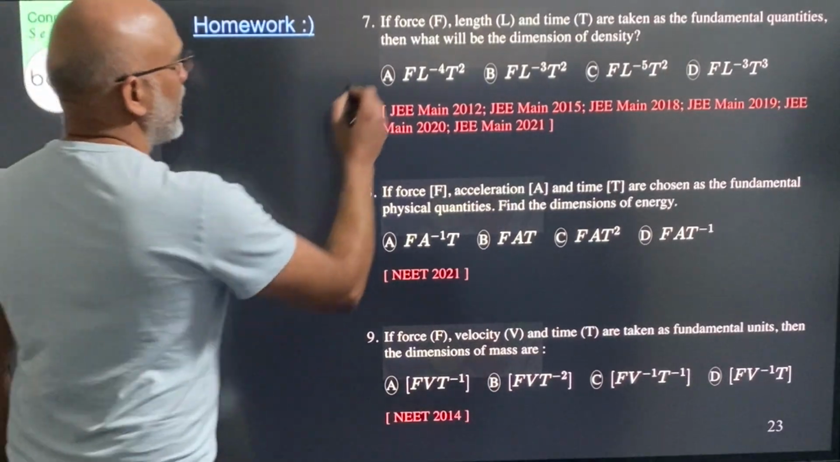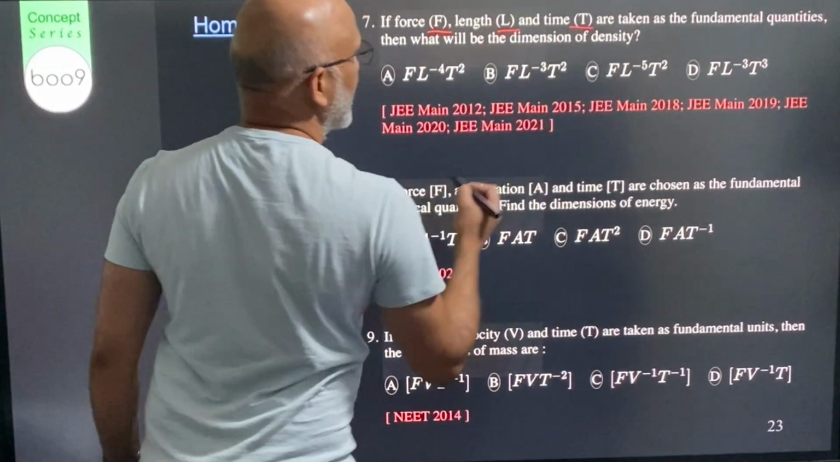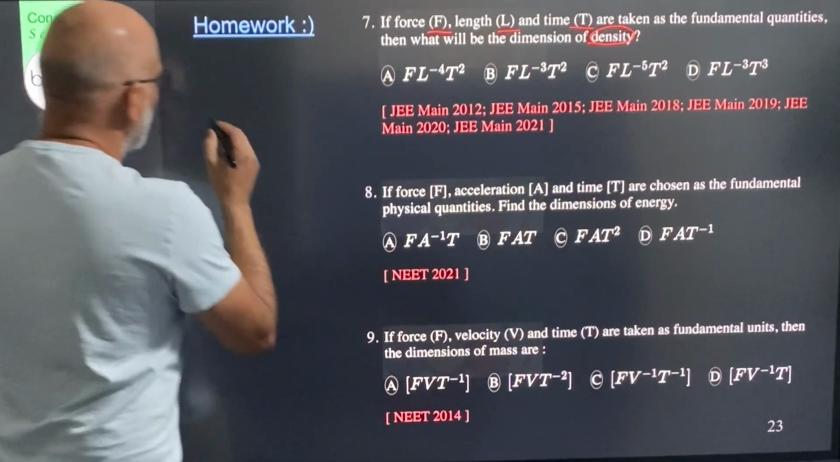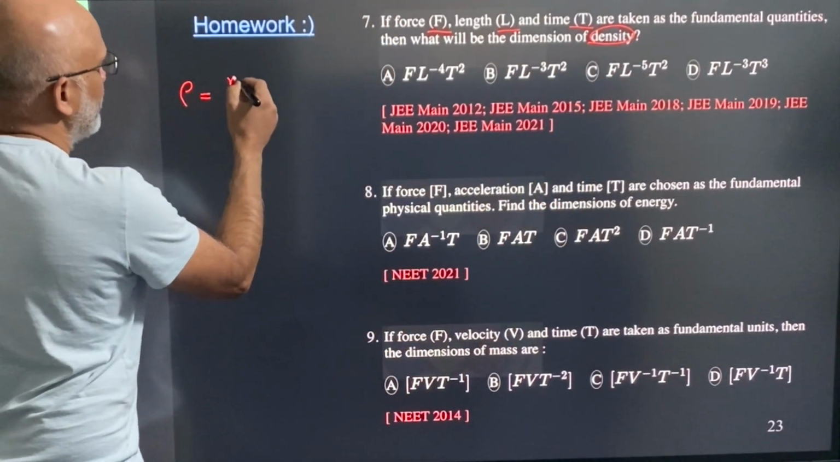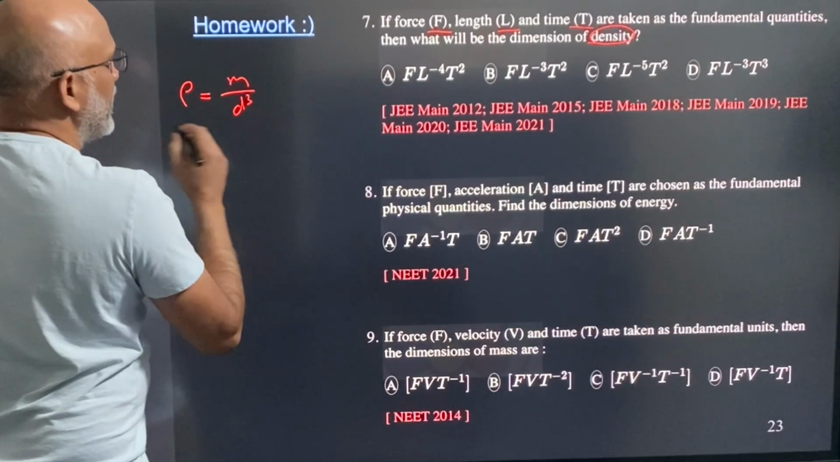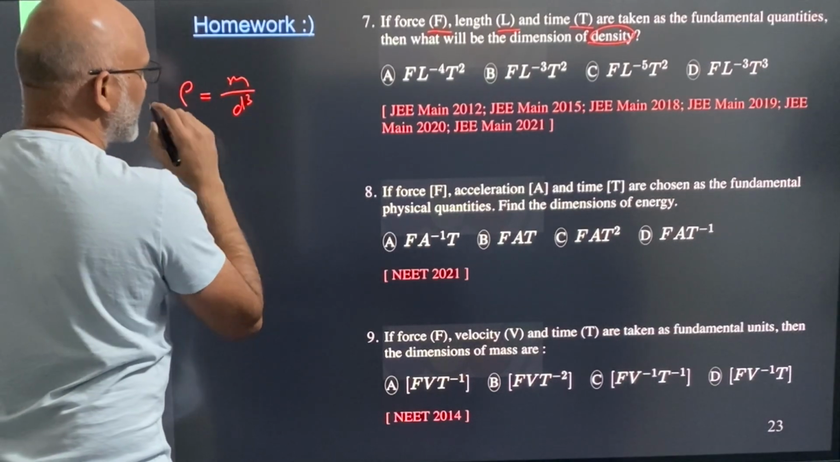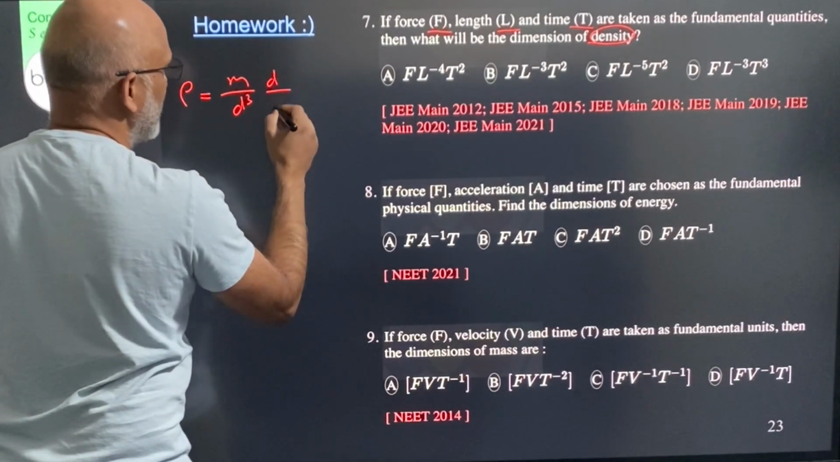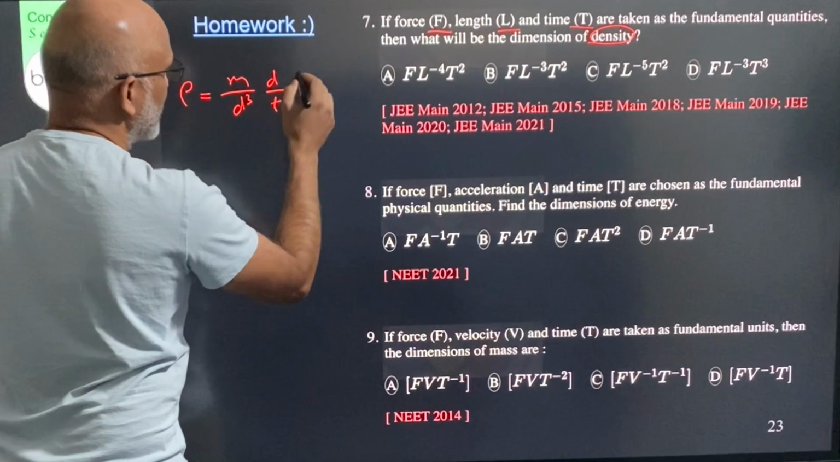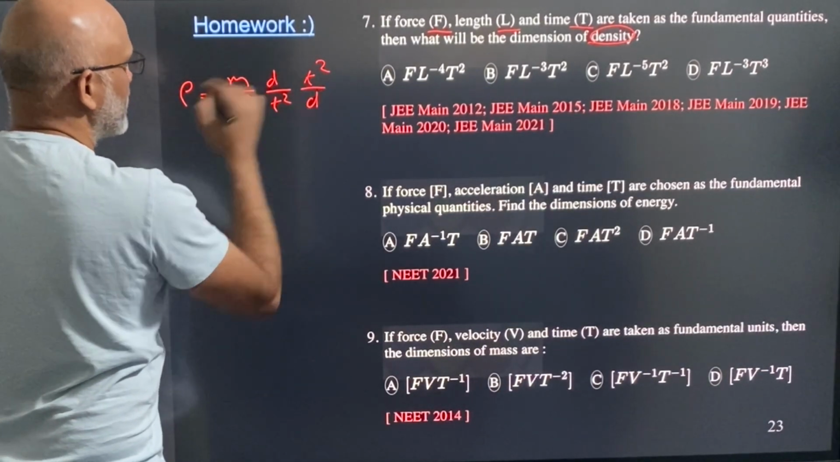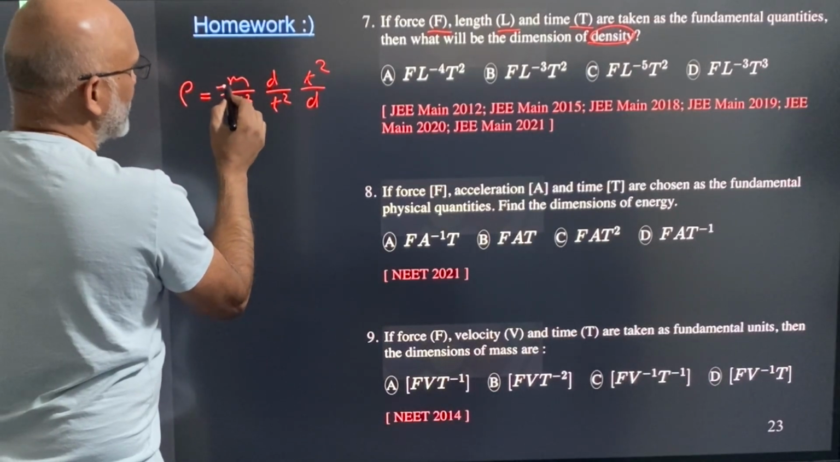So let's do it. If force, length, and time are taken as fundamental quantities, then what will be the dimension of density? So density is mass over volume. So mass appears in force. So mass times acceleration is force. So I want d over t square. So this makes acceleration. Then I'll multiply also t square by d so that this thing is 1. Then what I want to do is I group like this.